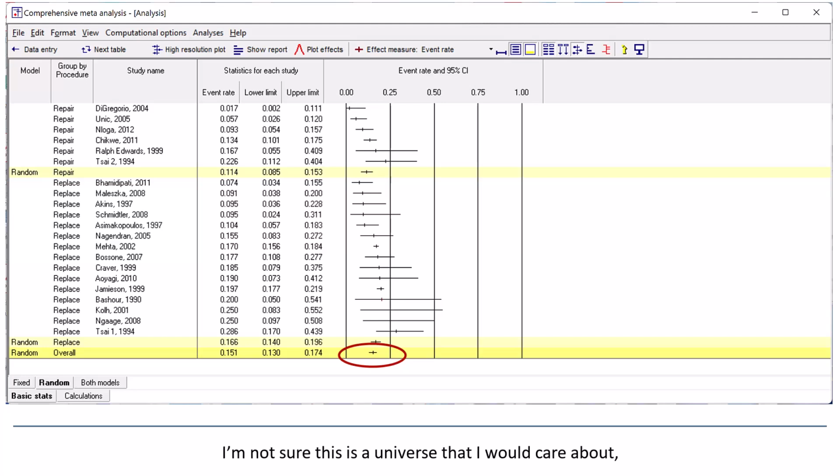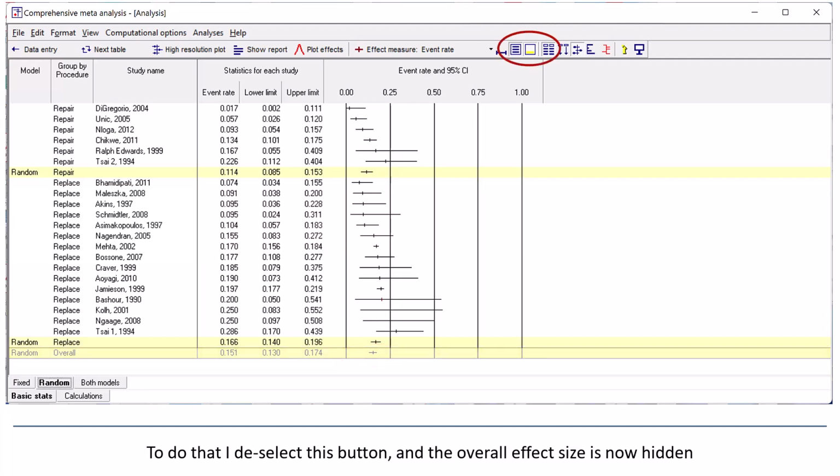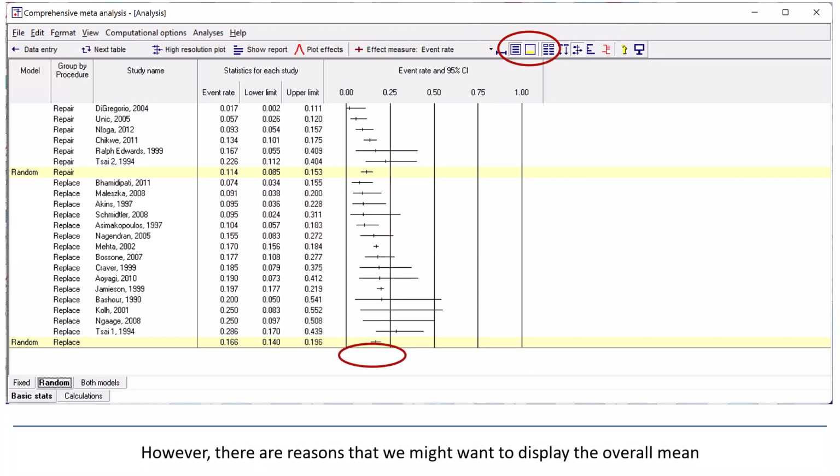I'm not sure that this is a universe that I would care about, and so I might choose to remove the line with the overall effect size. To do that, I deselect this button, and the overall effect size is now hidden. However, there are reasons that we might want to display the overall mean.